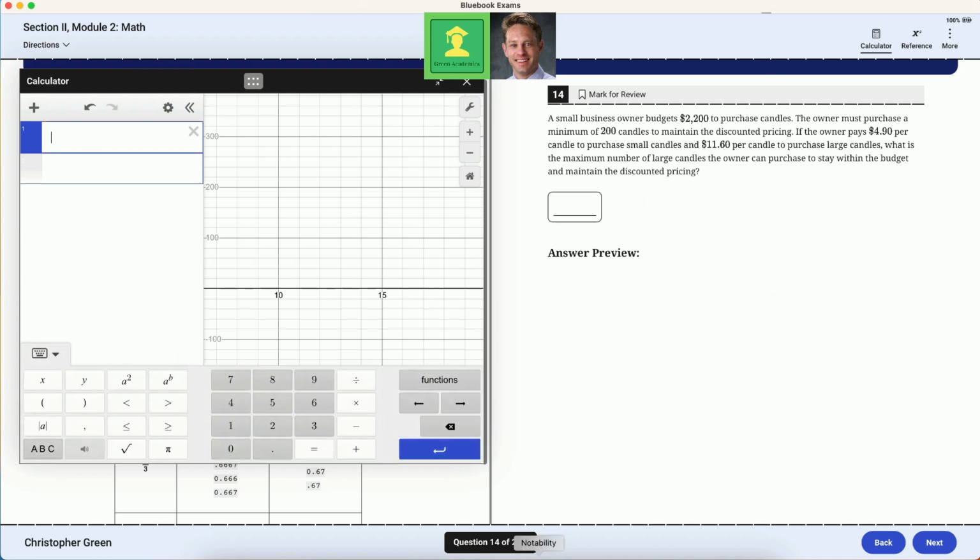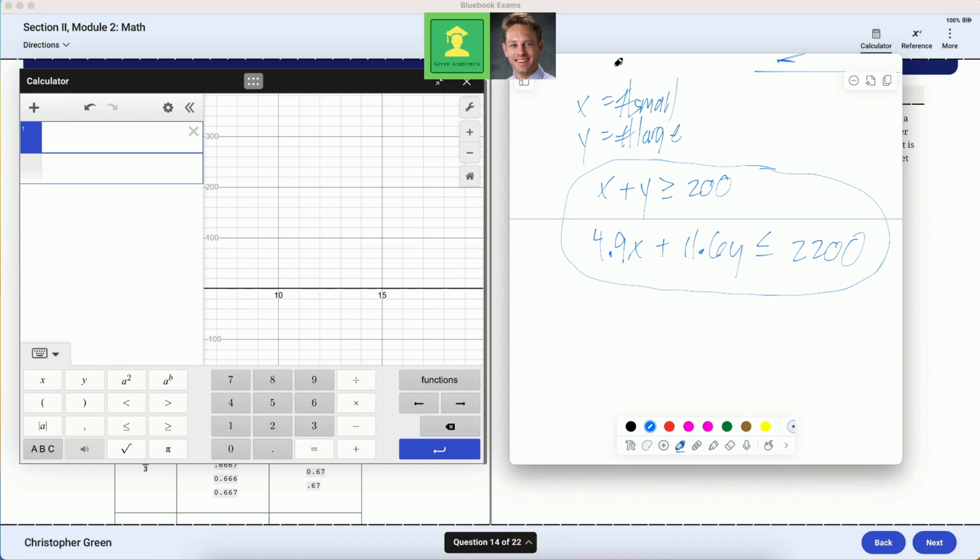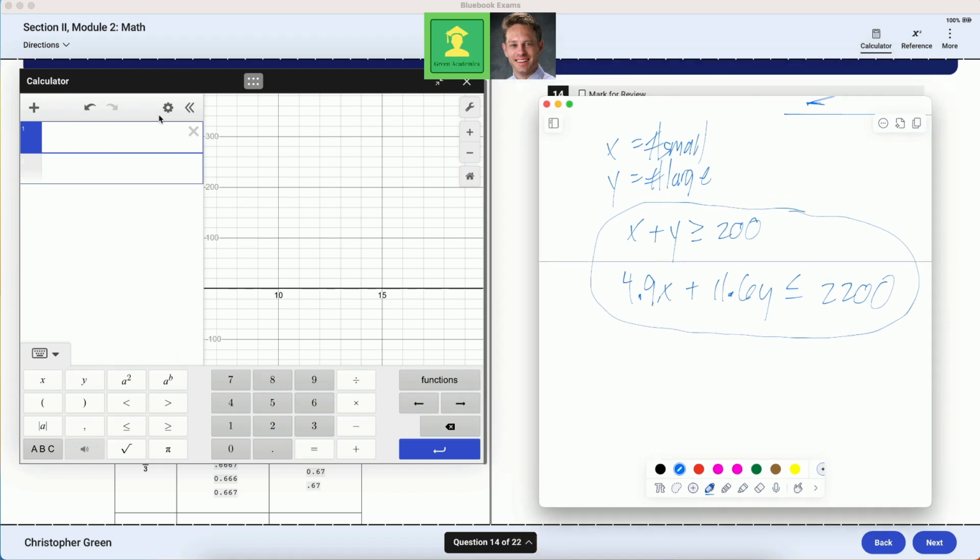Oh, sorry about that. Not really set up to do what I'm trying to do. Hang on just a moment. X plus Y is greater than or equal to 200.